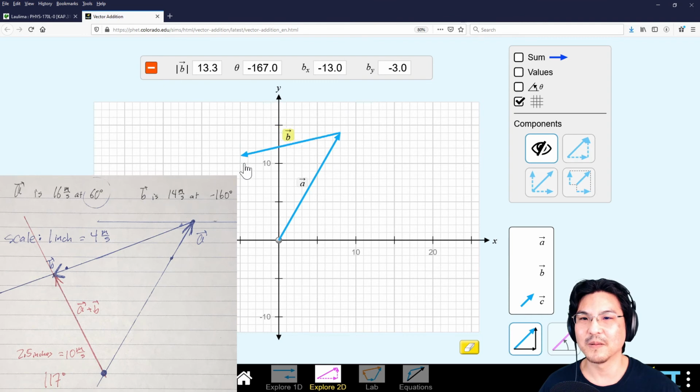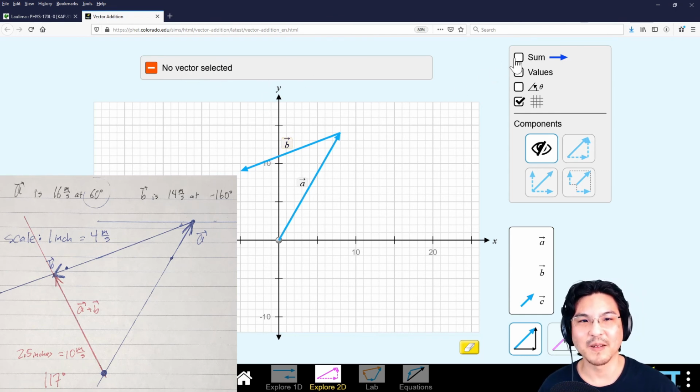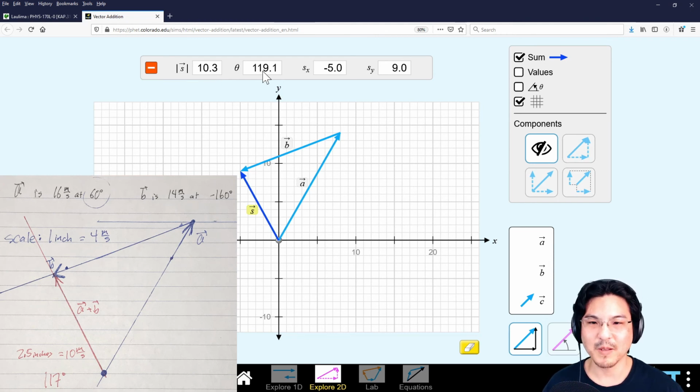So, oh, that's pretty good, right? 13.9 at minus 159. It's close. And then up here, there's this button, sum. So this is the resultant right here. And it should look like this when you add them. And the answer, 10.3 at 119 degrees. Not so bad.